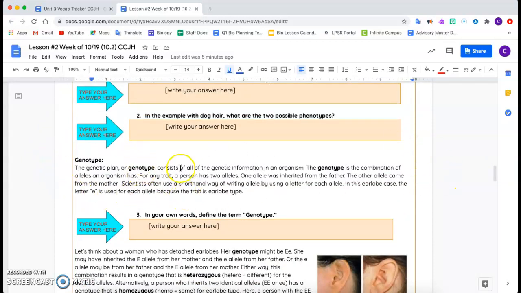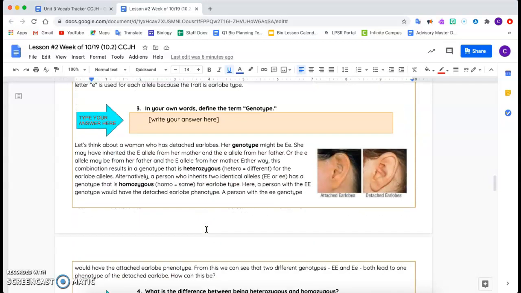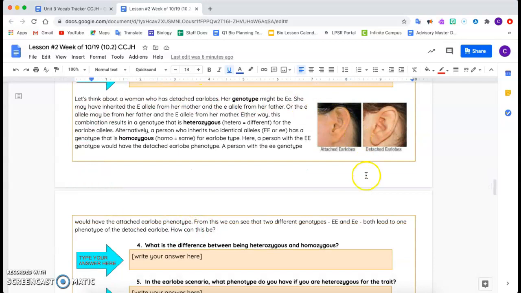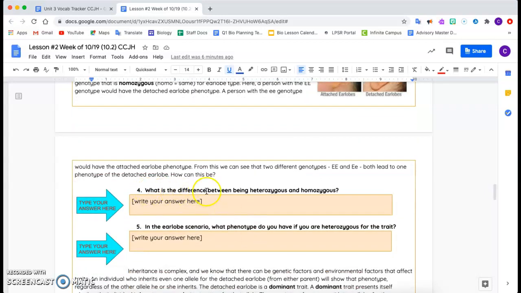The next section is on genotype, and I want you to define genotype in your own words. Again, in your own words means your own words, not Siri's own words, not Google's own words, not Yahoo Answers' own words. Then there is this example with earlobes, which if you've already had small group, you know we're going to be talking about earlobes. And so the 2 questions are, what is the difference between being heterozygous and homozygous, specifically for the earlobe example? And then in the earlobe scenario, what phenotype do you have if you are heterozygous for the trait?